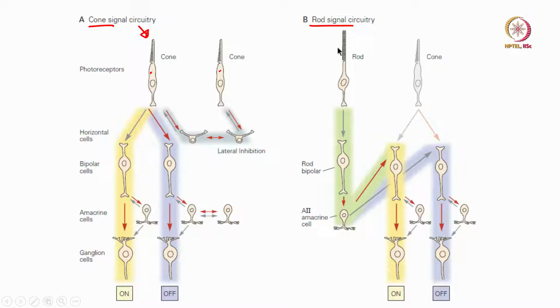If you look at rod signal circuitry, it is somewhat similar. There is cone stimulation, which in turn causes this bipolar cell to be activated and ganglion cell activation, but the adjacent ganglion cell is off. The rod signal bypasses through the rod bipolar amacrine cell and then causes two signals, one negative over here and a positive over here, positive in the sense of ganglion cell activation.